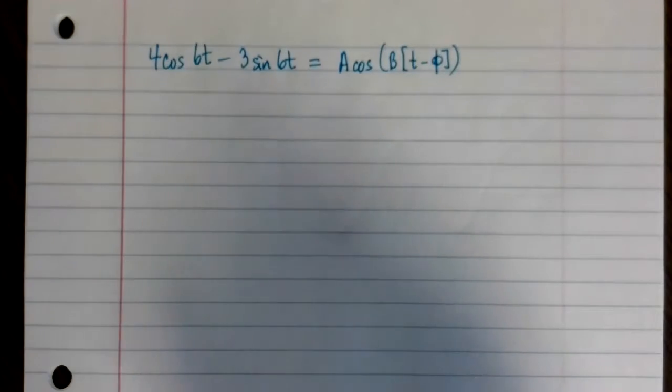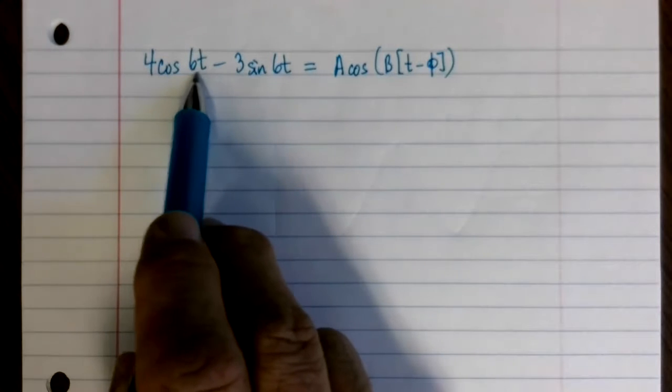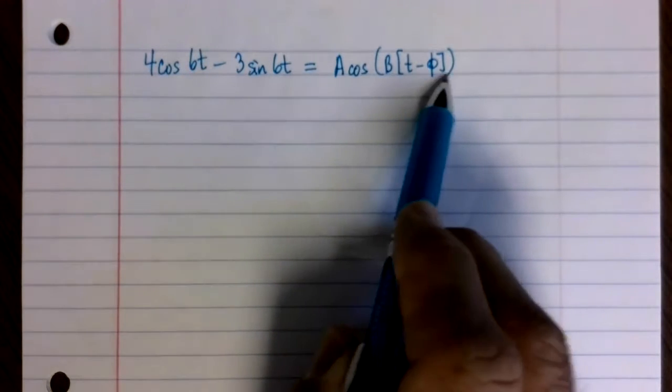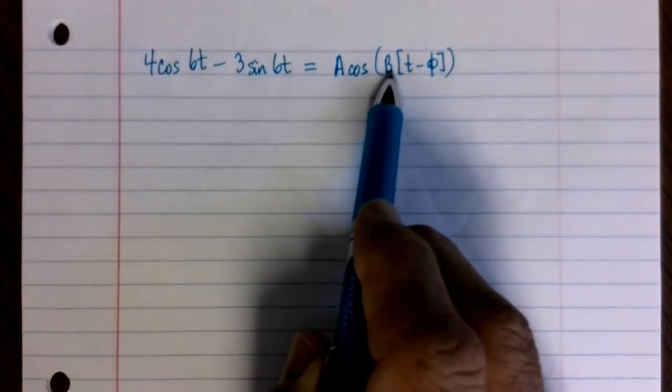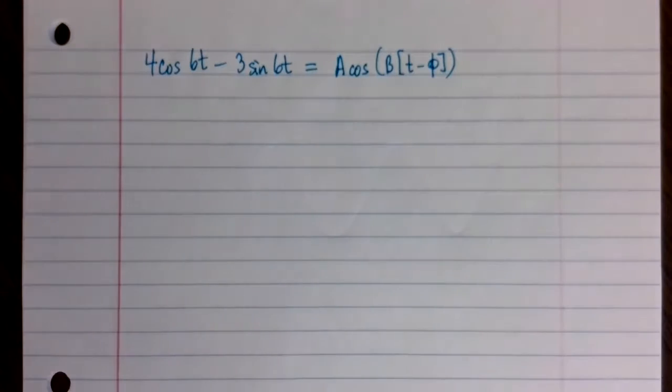All right, in this review problem, we're going to take the sum of these two trig functions, 4 cosine 6t minus 3 sine 6t, and write that as a single trig function, A cosine of B times t minus phi, where A, B, and phi are to be found. Before I do any work on this, let me just do some graphical exploration of this.